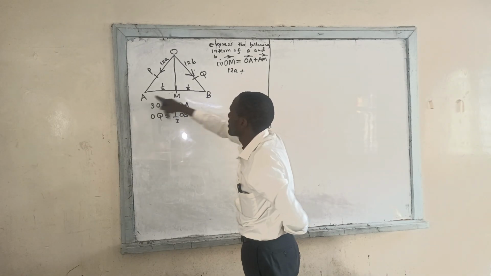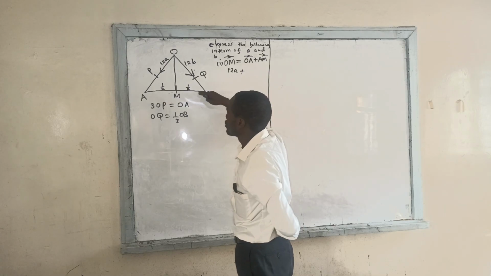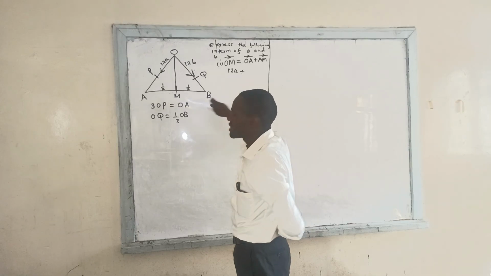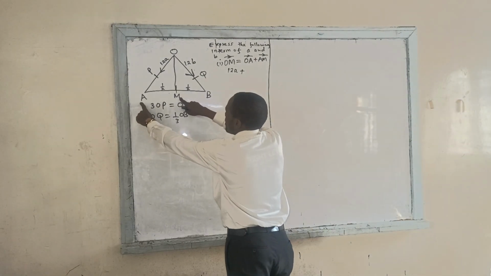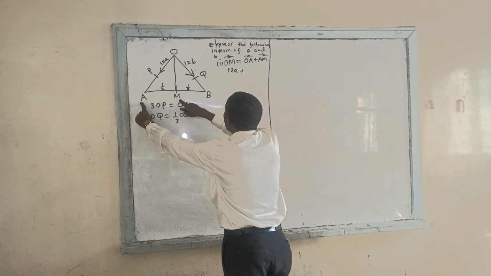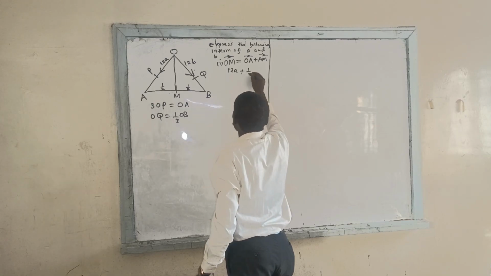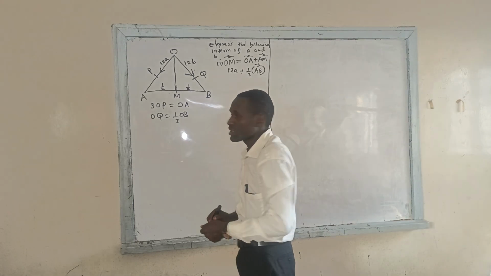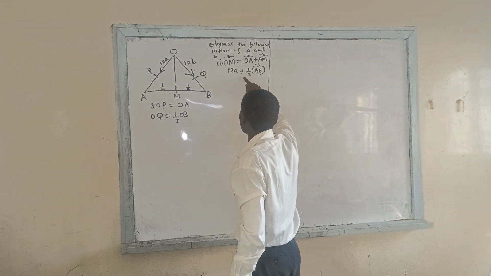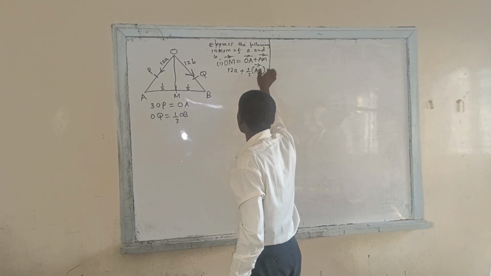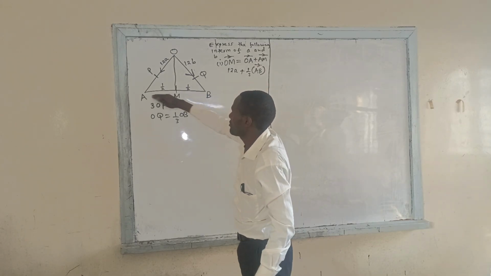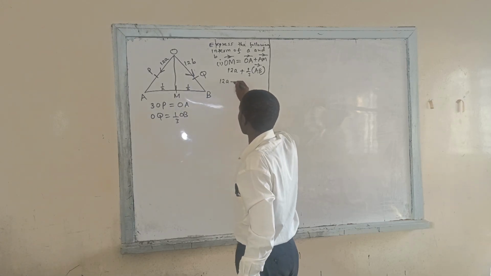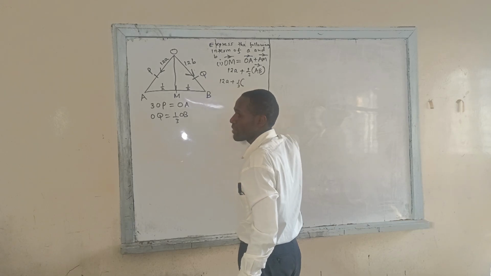Then AM. You see, M divides AB into two equal parts. So this is in the middle. That means AM is a half of what? AB. They want us to get AM, half of the whole. So AM means a half of the whole, which is AB as a vector. We have OA as 12A plus a half of AB to give us AM. So it will be 12A plus a half of AB.